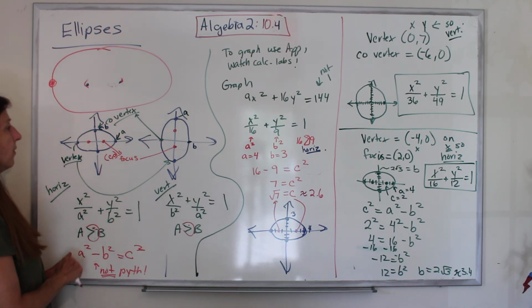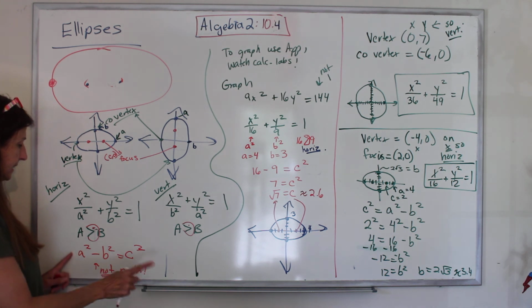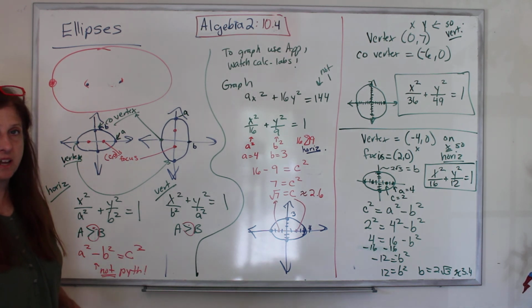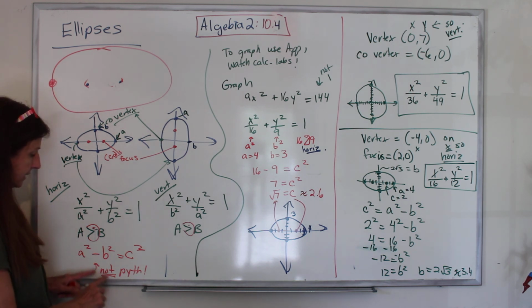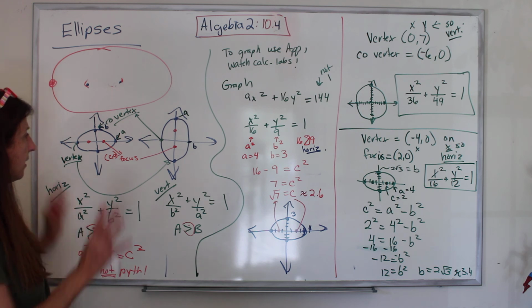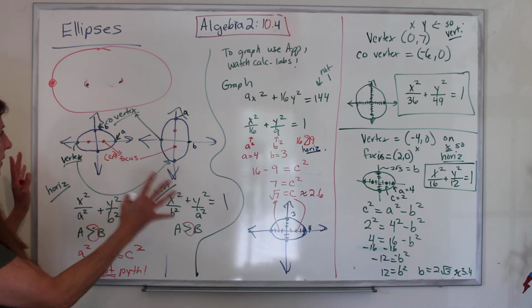There's a formula that relates A, B, and C, and it's this: A squared minus B squared is C squared. So it's not the Pythagorean theorem, it's minus. See, not plus. That's for the Pythagorean theorem. Okay? So this is the theory.